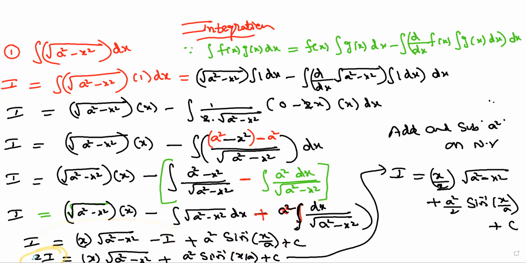I plus I, 2I is equal to x into root a square minus x square plus a square times sin inverse of x by a plus c. Okay, but what is required? I is required. So divide 2 on both sides. I is equal to x by 2 times root a square minus x square plus a square by 2 times sin inverse of x by a plus c. Here we divide 2 on both sides. After that we get the answer.